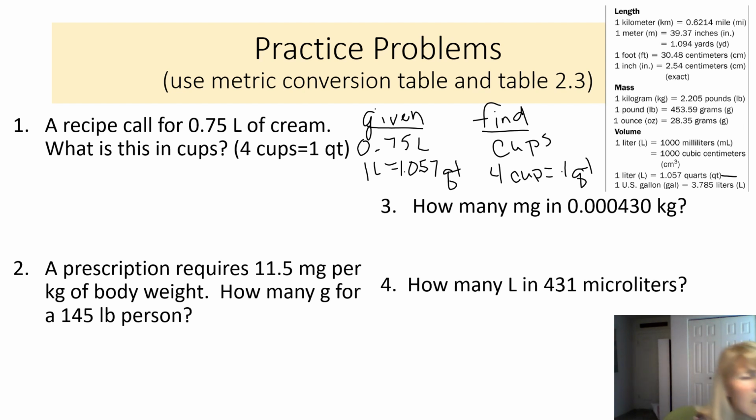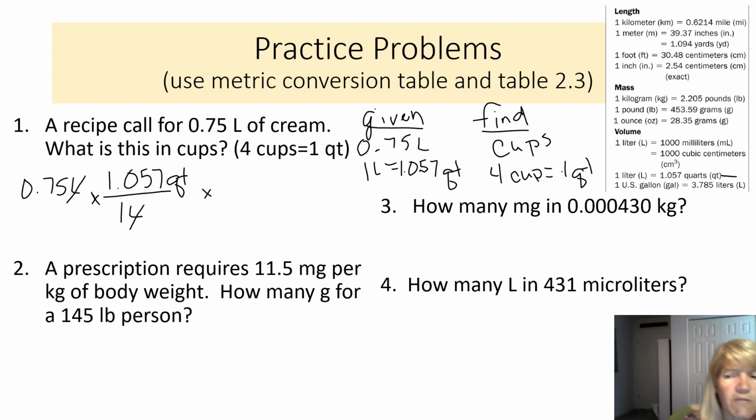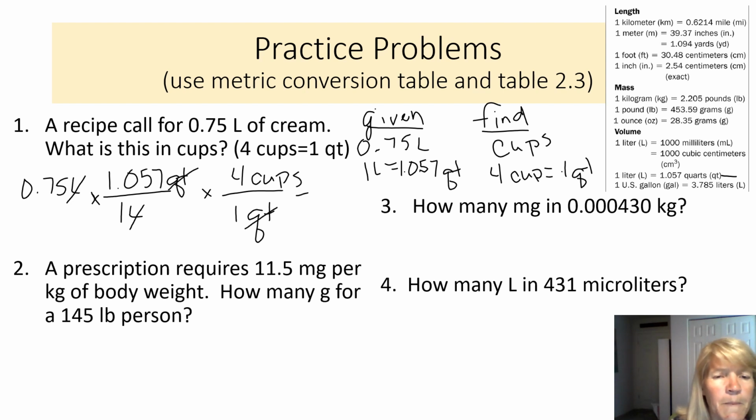We'll start with our given, 0.75 liters. Okay, and then we apply our first conversion. So we want the liters on the bottom, so 1 liter, and then the 1.057 quarts on the top. The liters cancel. Now we have quarts. And then we want to go to cups. So this time we want the 1 quart on the bottom, and then the 4 cups on the top. So the quart cancels. And now we're at cups.